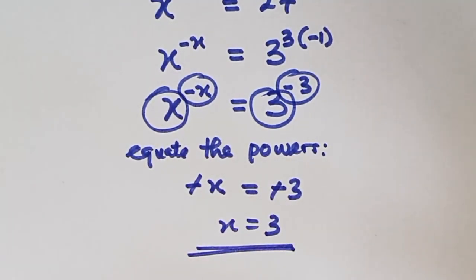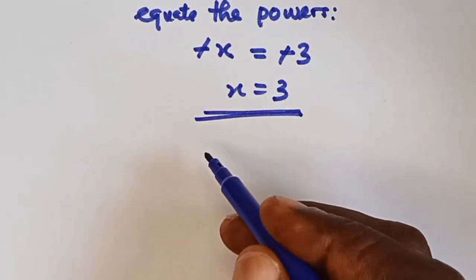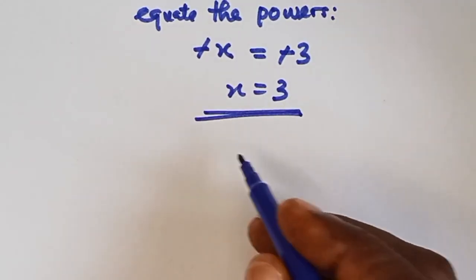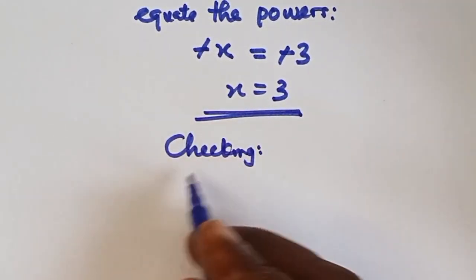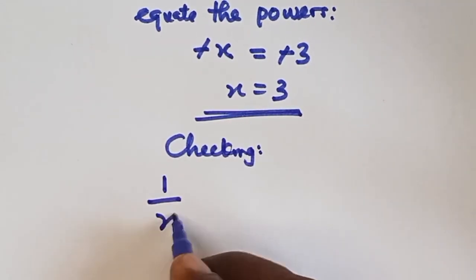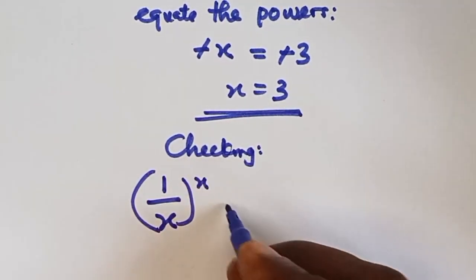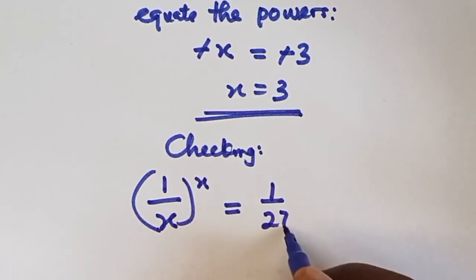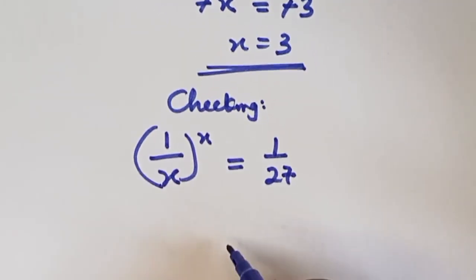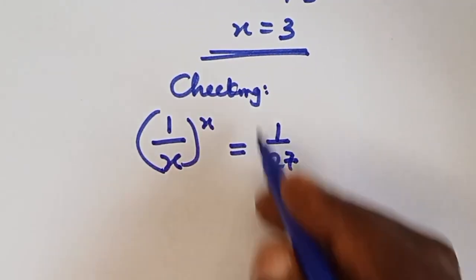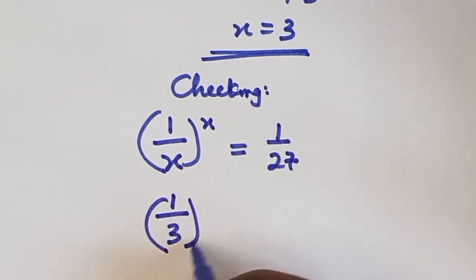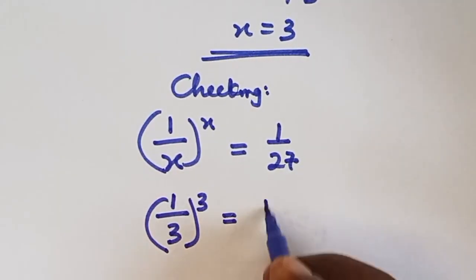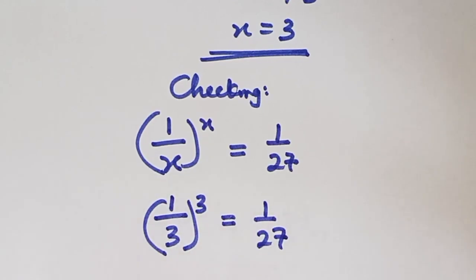Now let's check and see if we are actually correct, and if this x is not an extraneous solution. So checking. We have (1/x)^x = 1/27, that is our original equation. Then let's substitute for x. Our x equals 3. So we have (1/3)^3 equals 1/27.